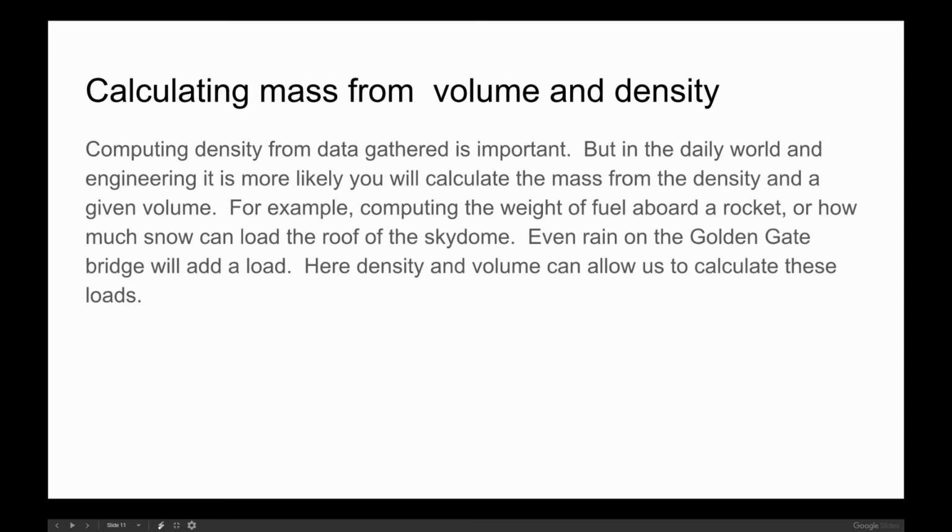For example, you might want to compute the weight of fuel aboard a rocket, or how much snow can load on the roof of the Sky Dome. When we see 5 centimeters of snow today, how much is that actually putting as a load on the roof? Even rain on the Golden Gate Bridge will add a load weight. So density and volume can allow us to calculate these kinds of things.